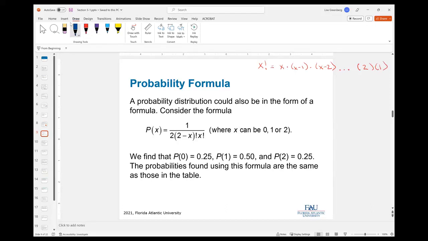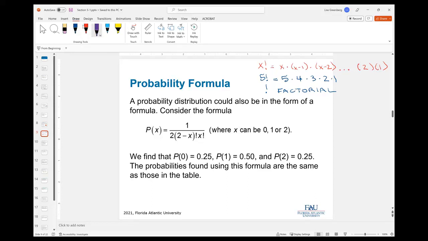So for example, let's do 5 factorial. 5 factorial is equal to 5 times 4 times 3 times 2 times 1. And that's really what factorial means. This exclamation point is called factorial. You are not going to probably ever do this, but let's just say I'm going to use the formula and show you how we can get the table.